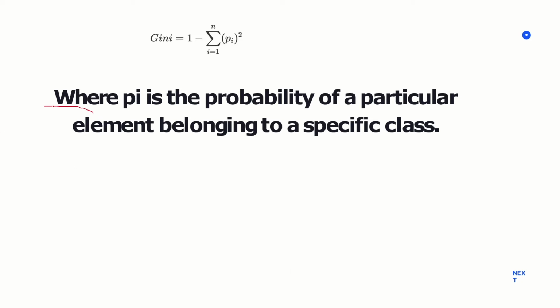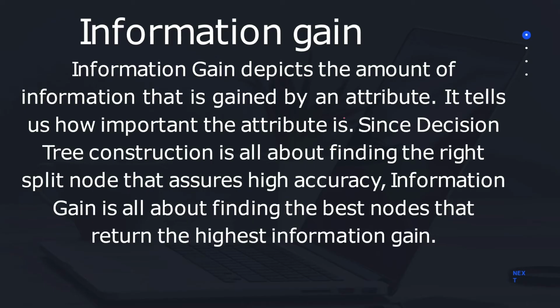We calculate the Gini impurity as Gini equals 1 minus the summation of p squared, where p is the probability of a particular element belonging to a specific class. Based on the data set, we calculate the Gini impurity, and further we proceed with the classification of the decision tree, or classifying our next data point into different categories.